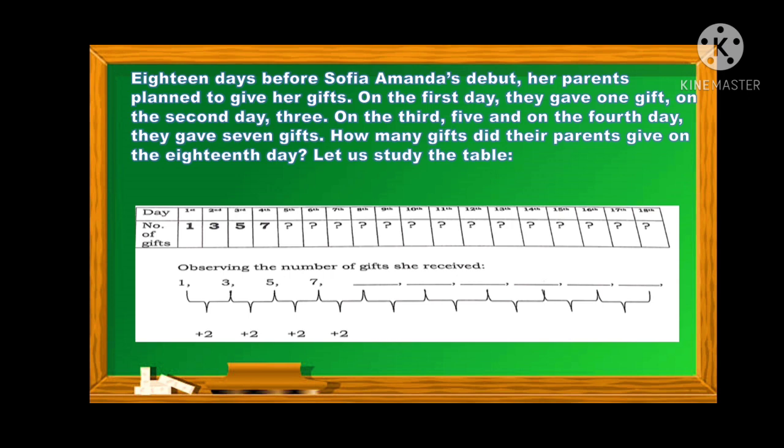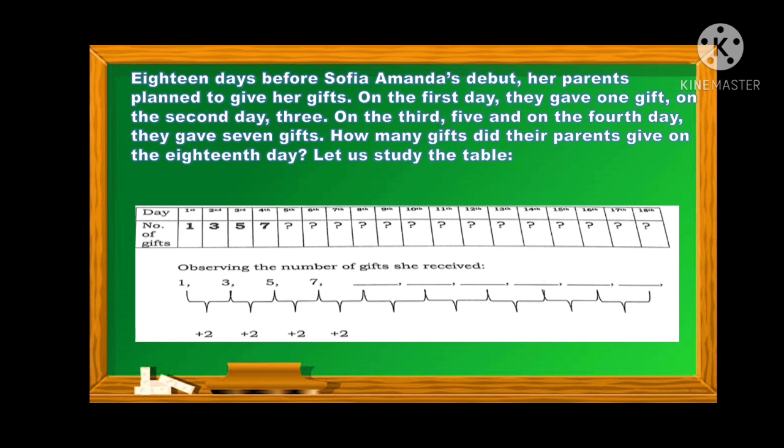Let us study the table, okay? Nung unang araw daw, ang gift nila is isa lang. Nung sumunod na araw daw ay naging 3. Nung pangatlong araw, naging 5. At nung pang-4 na araw, naging 7. Ano kaya ang sequence na ginagamit ng mag-asawa para bigyan yung anak nila?